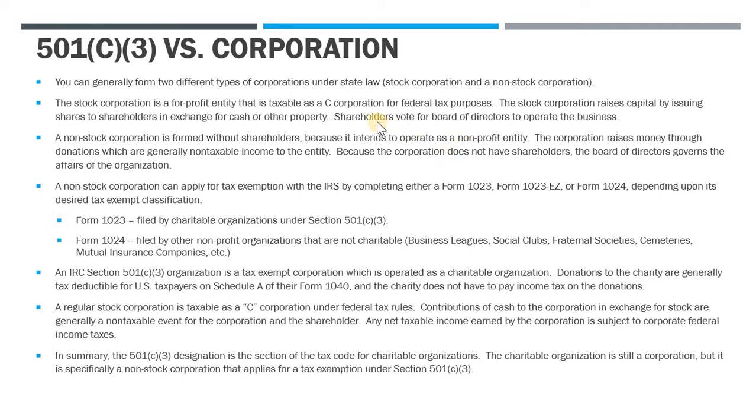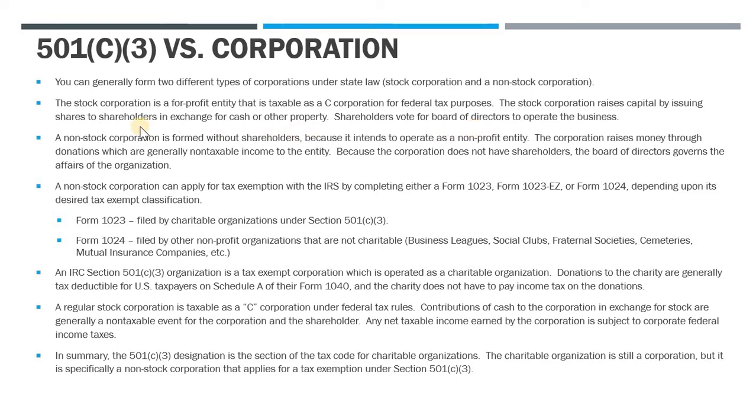Now, the shareholders in a stock corporation are the owners. So they can vote for the board of directors, and the board of directors then in turn appoints the chief executive officer, CFO, COO, all those types of C-suite individuals. And those individuals then hire other employees to conduct the business, right?